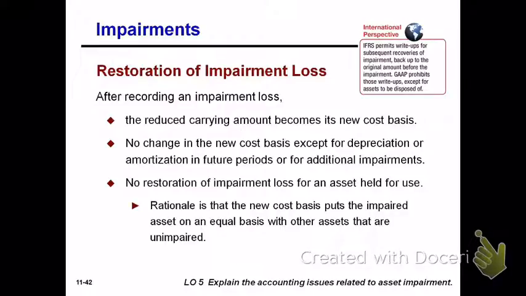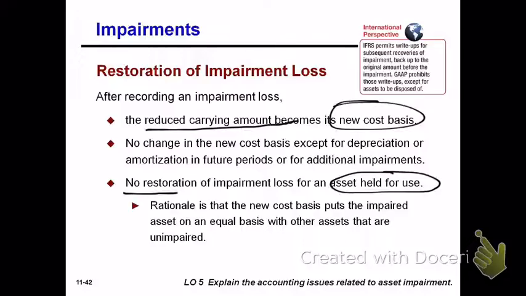Restoration of impairment loss. If this is an asset that you are using, you can't restore it. There's no restoration of impairment losses. IFRS allows them to do it sometimes. If it is an asset held for use, the fair market value will be the new cost basis going forward. So you will have to recalculate the depreciation expense per period.